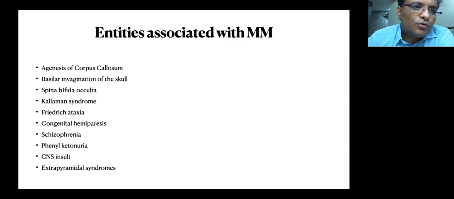Now, there are few conditions in which, why it happens, still the pathogenesis is not yet known. Few entities are known which we will discuss, but few others are there in which we don't know exactly what is the etiology of the mirror movement.